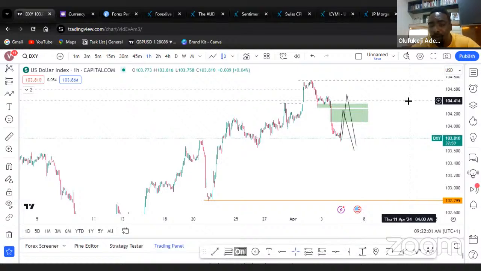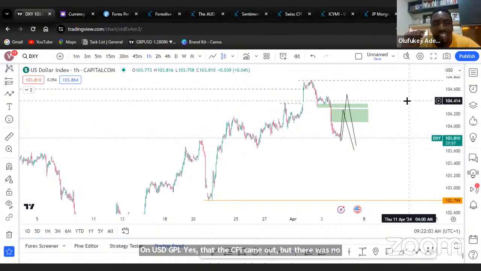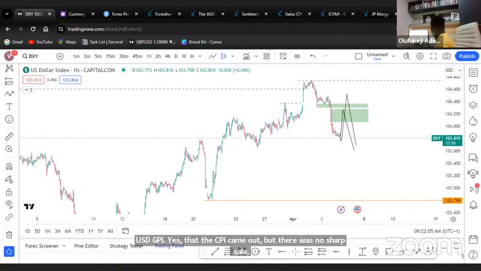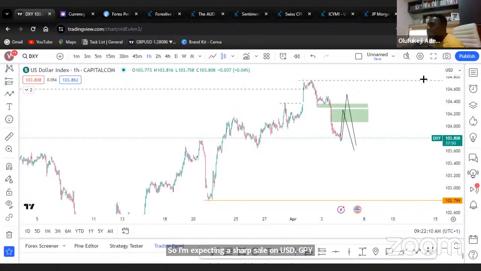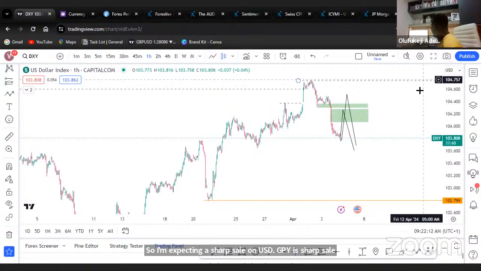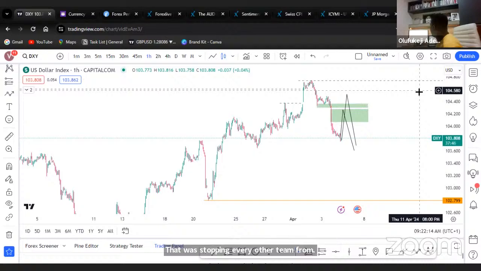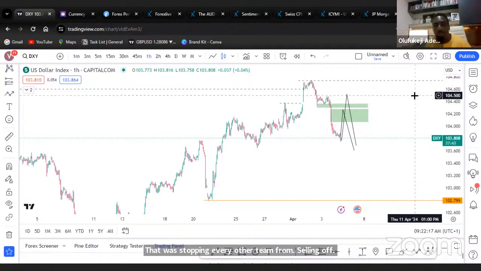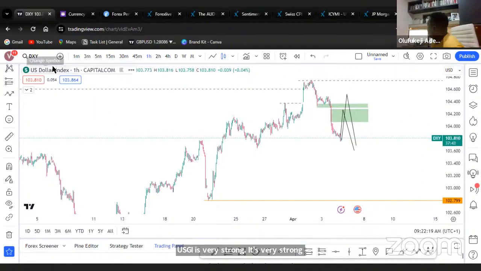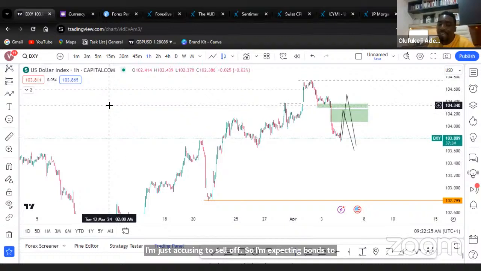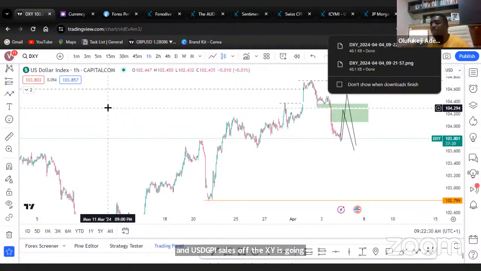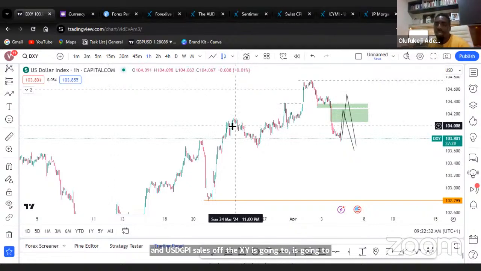Yesterday CPI came out, but there was no sharp sell. So I'm expecting a sharp sell on USD JPY. That's what's stopping every other thing from selling off. USD JPY is very strong, very stubborn, and is refusing to sell off. So I'm expecting bonds to buy, and I'm expecting USD JPY to sell off. If bonds buy and USD JPY sells off, DXY is going to collapse all the way to the downside.